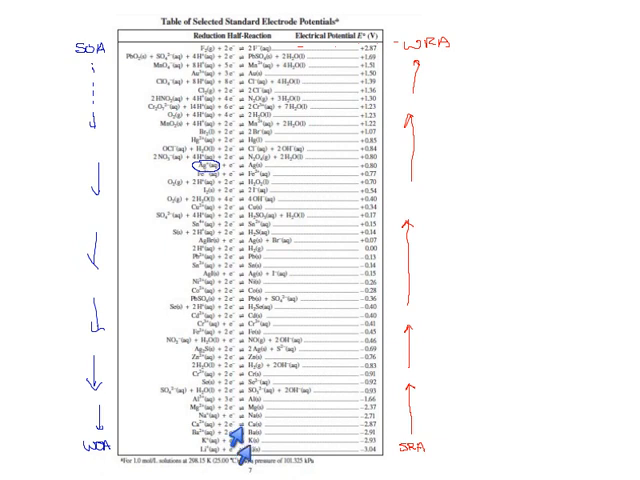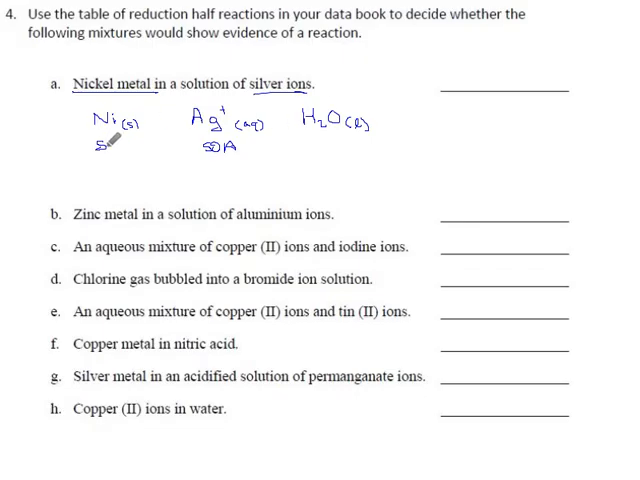Lithium, nope, nope, nope. This is lithium, potassium, calcium, barium, sodium, magnesium, aluminum, hydrogen, zinc, iron, chromium, cadmium, lead, cobalt. Ding. Here's nickel. Nickel metal is right there. That is our strongest reducing agent. Nickel is our SRA. Water, it turns out, is neither, so the water is not going to be participating in this reaction. It'll just be these two.